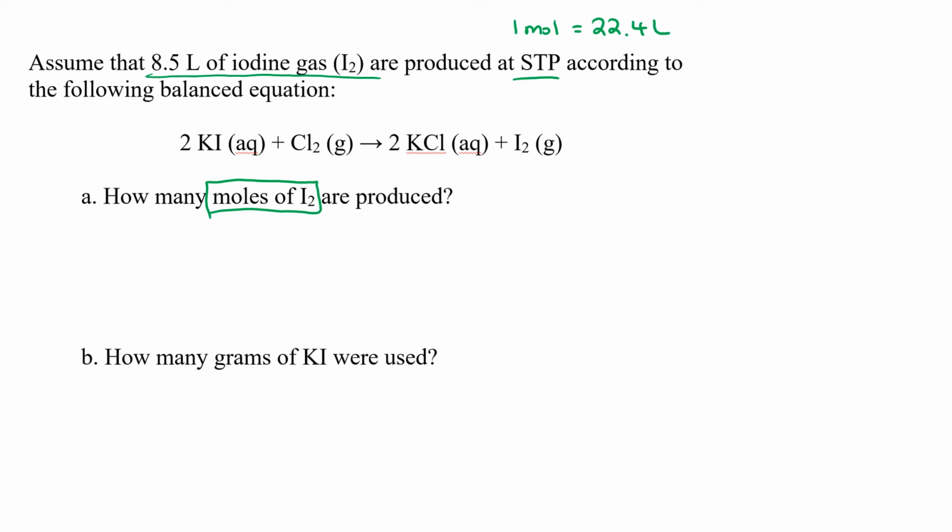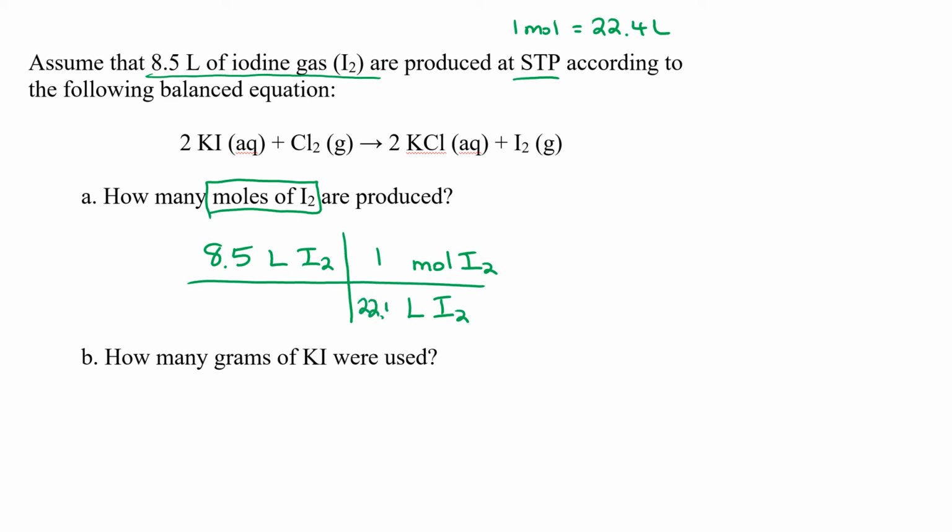This is simply asking for moles of I2, and so it's a one step. 8.5 liters of iodine. No need for stoich or relating to another substance. It's all the same. So I simply put the unit I want on top, unit I don't want on bottom. Moles is always 1 when it's not moles over moles. And I have 22.4 liters. When I divide, I get 0.38 moles of iodine. That's the first part of the problem.